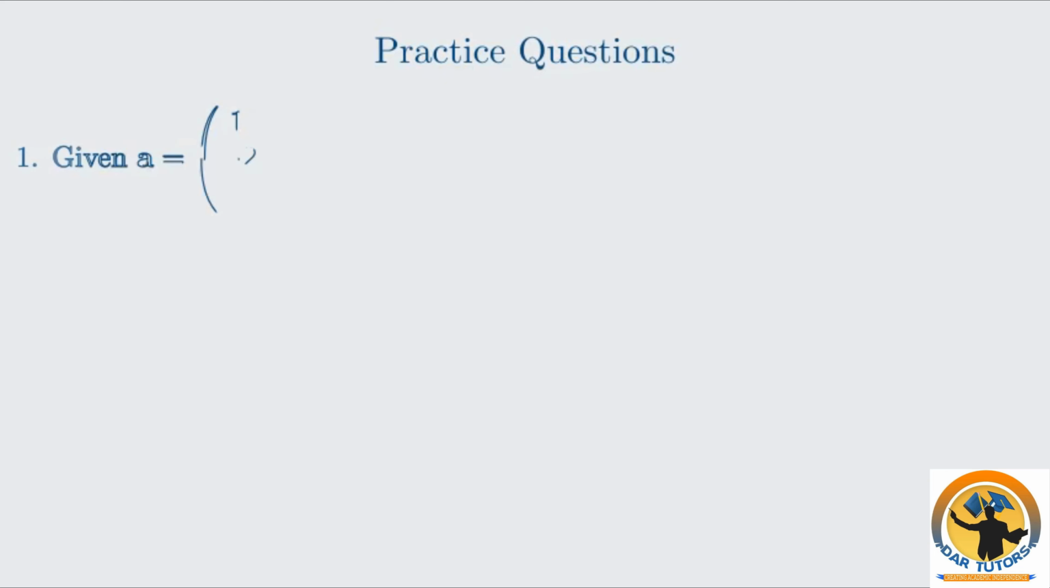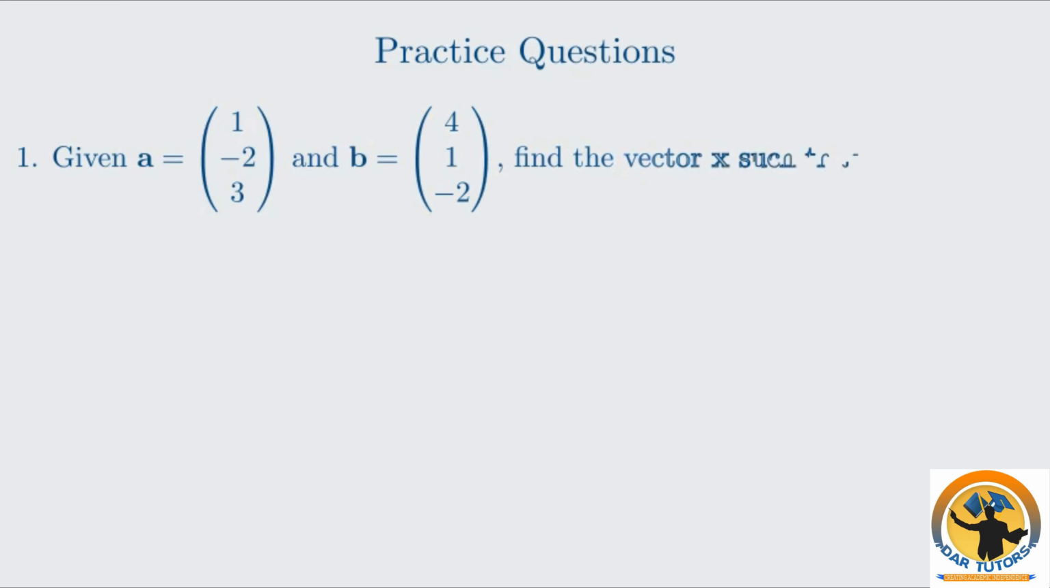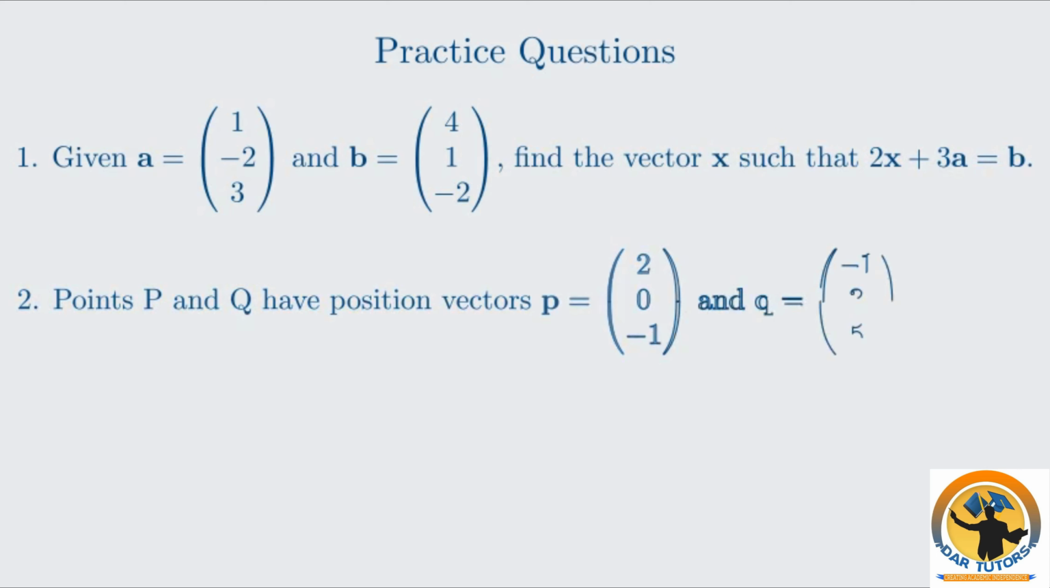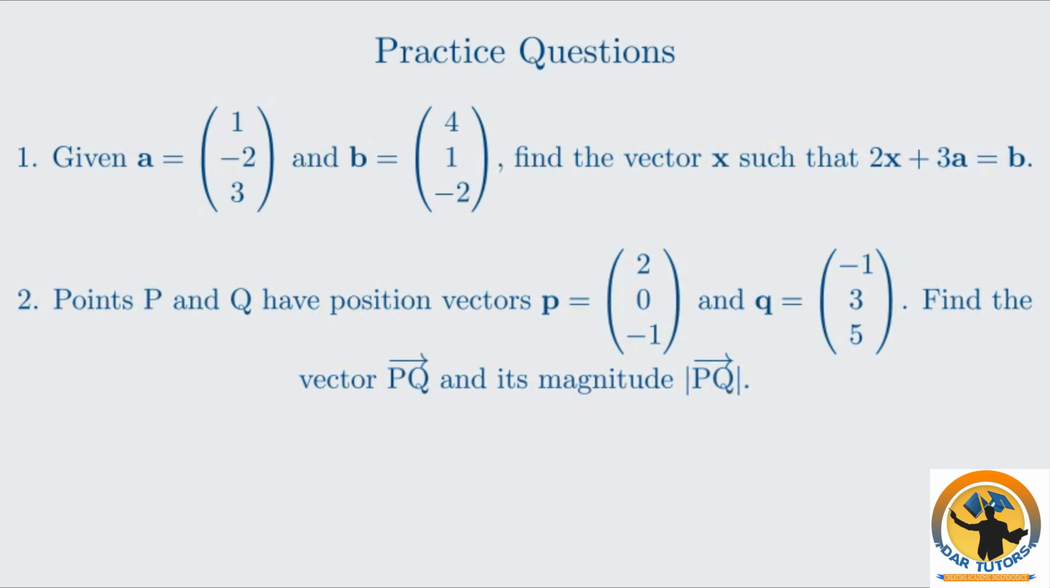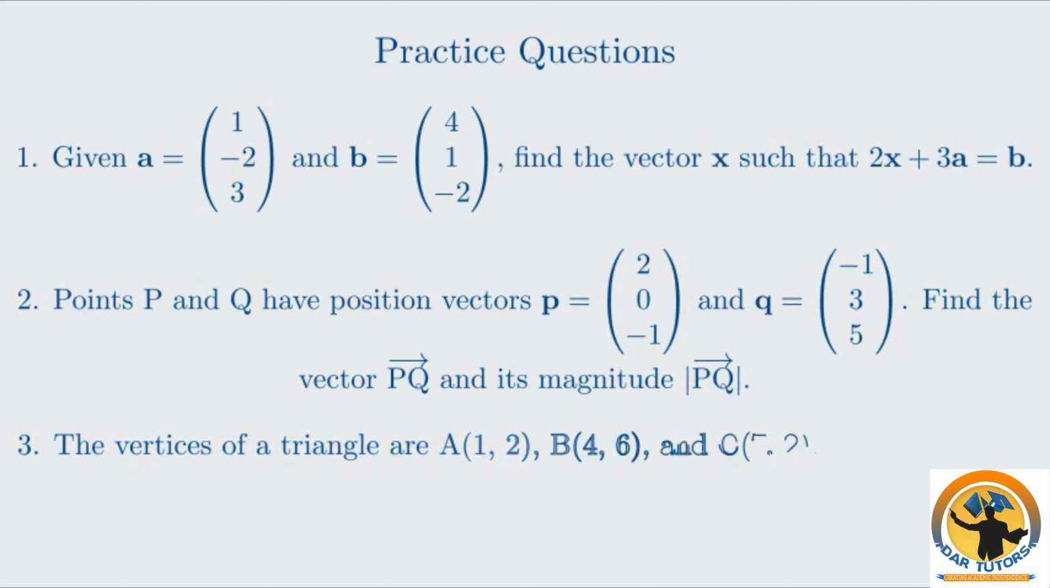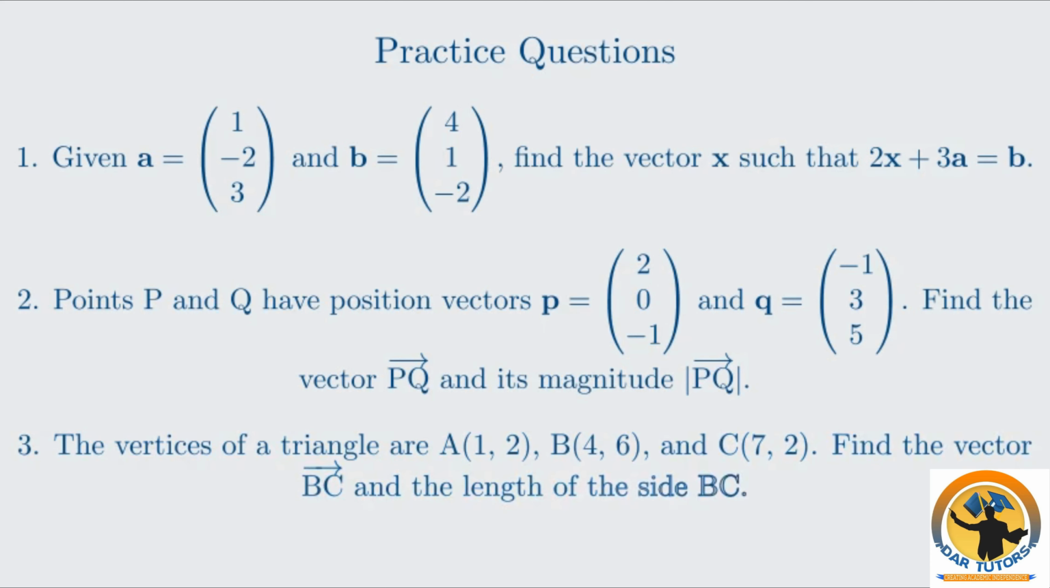Question 1. Given vectors a and b, find the vector x that satisfies the equation 2x plus 3a equals b. Question 2. Points P and Q have position vectors p and q. Find the vector PQ and its magnitude. Question 3. The vertices of a triangle are A, B, and C. Find the vector BC and the length of the side BC.